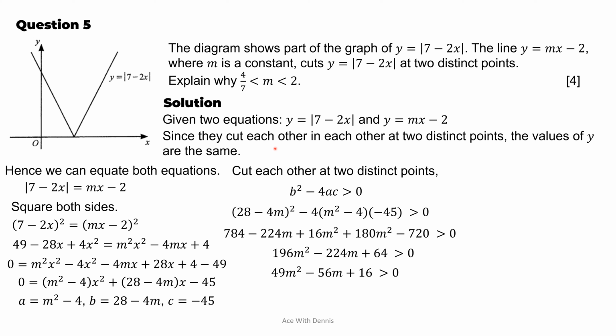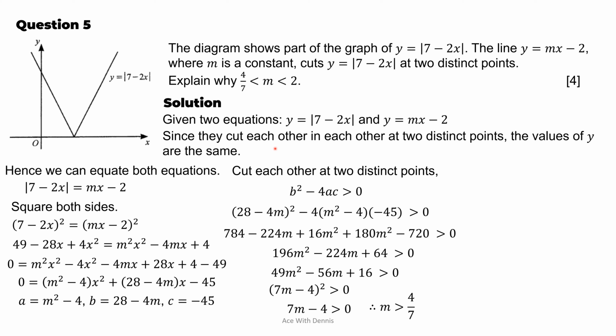Everything divided by 4, we get 49m squared minus 56m plus 16 greater than 0. So we can factorize. It becomes (7m minus 4) squared greater than 0, which means that 7m minus 4 is not equal to 0.